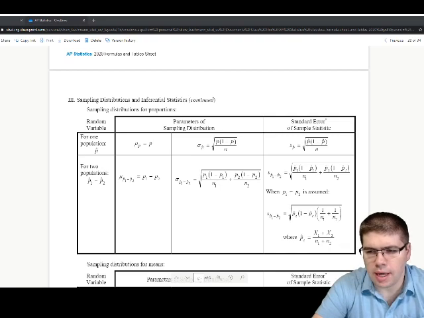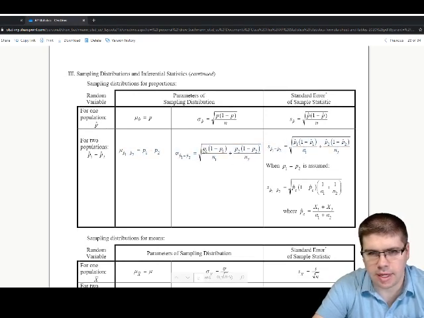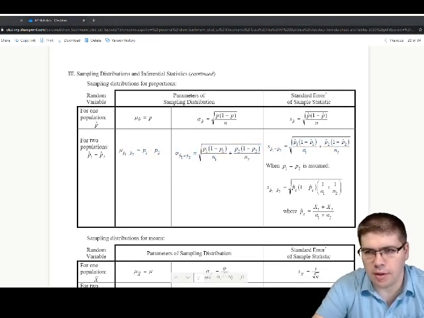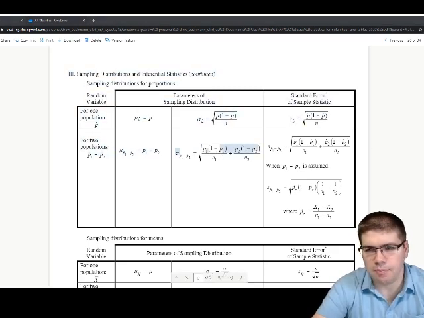So if we take a look at the back of your formula sheet, right down there in that second row, we've got those values we were just talking about, P1 minus P2, and then that square root of P1 times 1 minus P1 over n1 plus P2 times 1 minus P2 over n2, this whole big formula over here. So that is on your formula sheet.